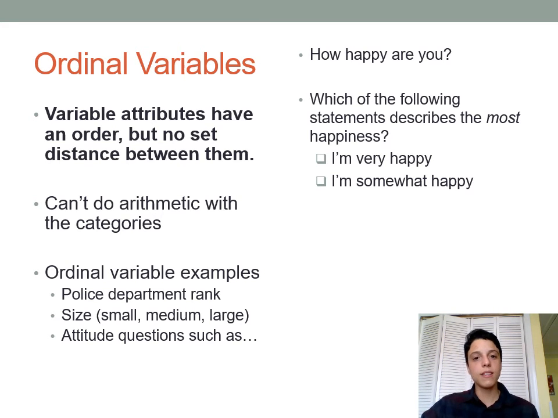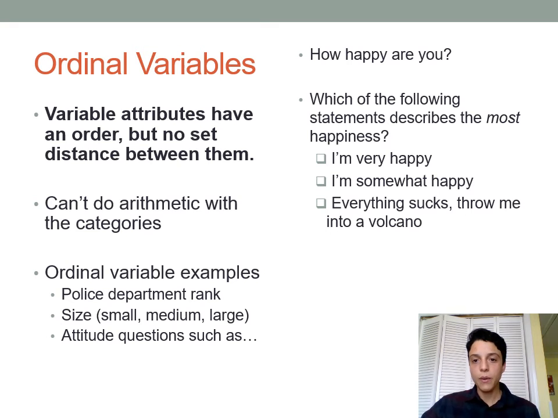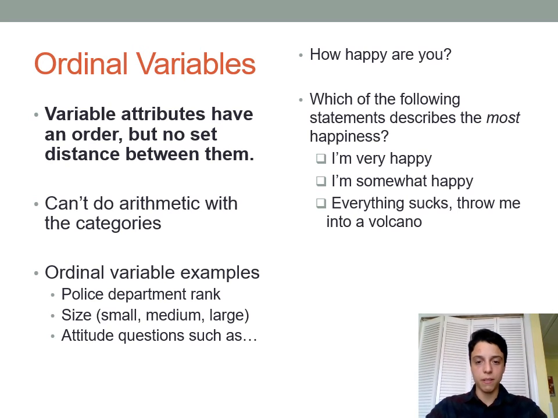And if you want to check this, a good way to think about it is, can you add "I'm somewhat happy" and "I'm very happy"? No, you can't. It doesn't make sense to say I'm somewhat happy plus I'm very happy. These are just different levels of happiness. But they're not actually numerical, and that means that you can't do math with them.